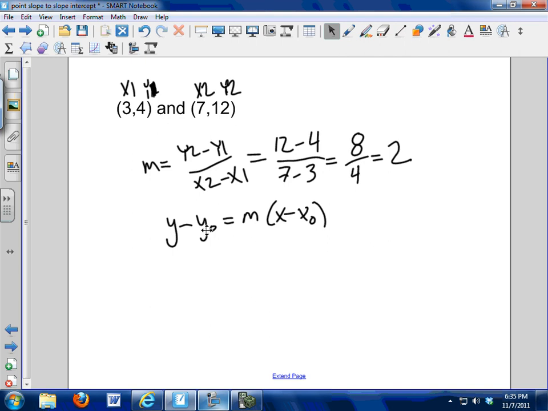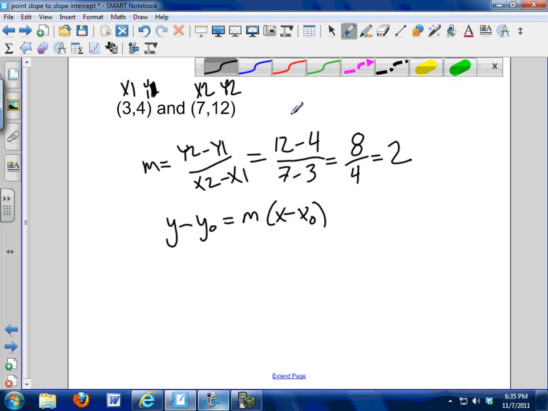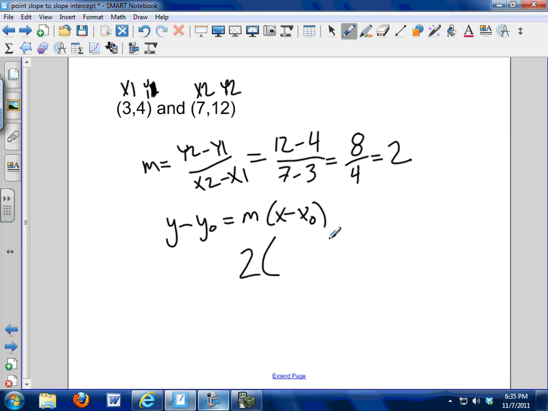So the point-slope equation: y minus y0 equals m times x minus x0. We've got the slope, so that's good news for us. And we just have to go about picking a point, whichever one you like to use. I always go for the one that seems like it'll be the easiest to deal with. So my slope is 2, and we just have to fill in the y0 and the x0. Let's use 3, 4. My y coordinate is 4, and my x coordinate is 3. So y minus 4 equals 2 times x minus 3. That's my point-slope form.